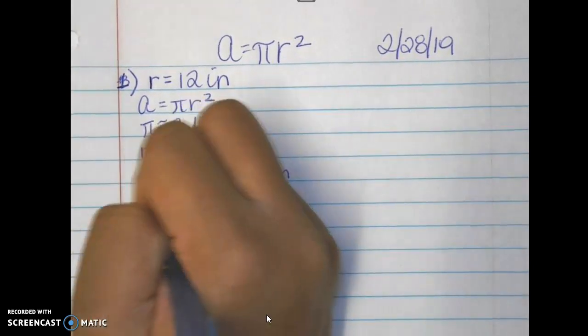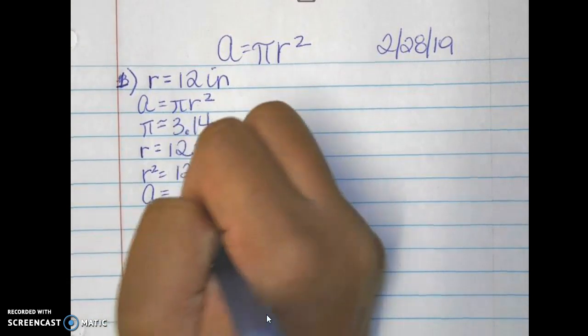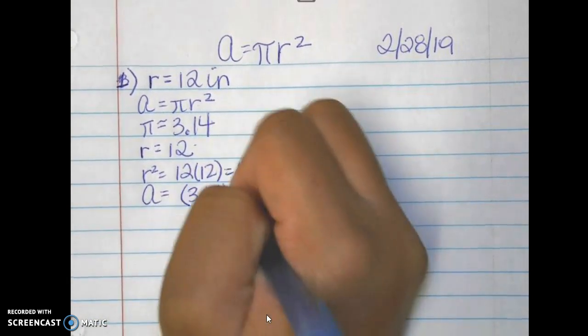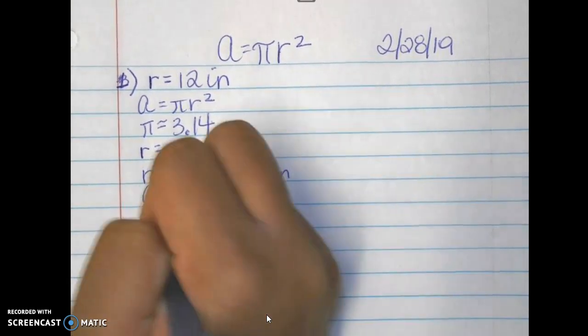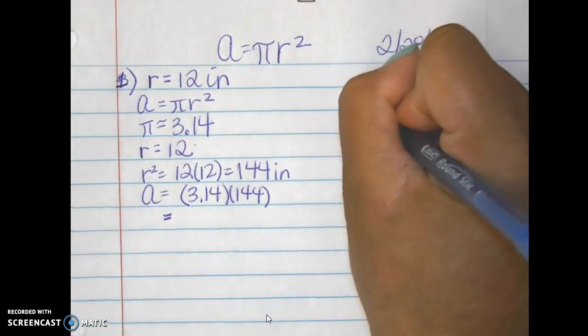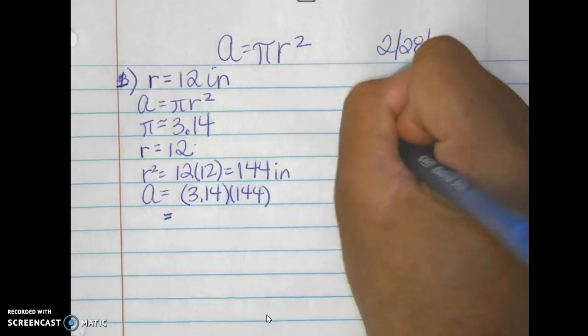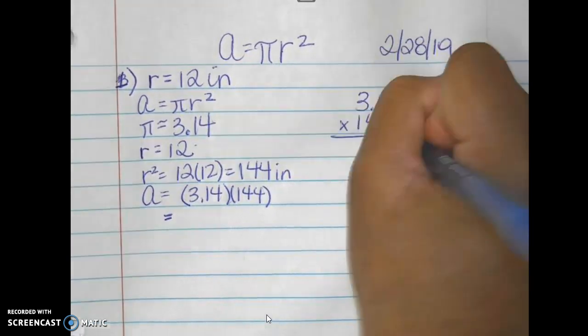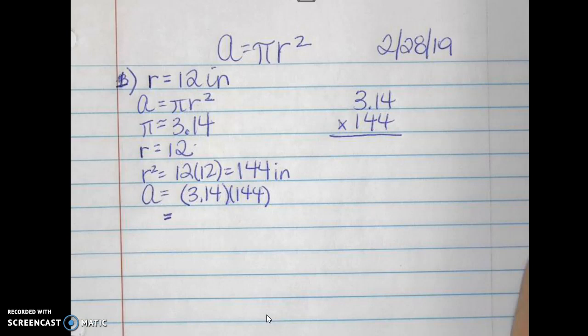Now I want to solve for area. Area equals 3.14 times 144, and then you'll get your answer when you multiply this out. 3.14 times 144. Okay, show your work to the side. I'm not going to show you the answer to this because you guys need to know how to figure it out on your own.